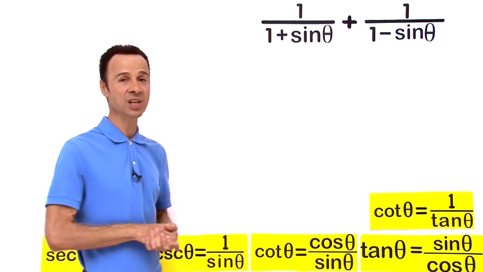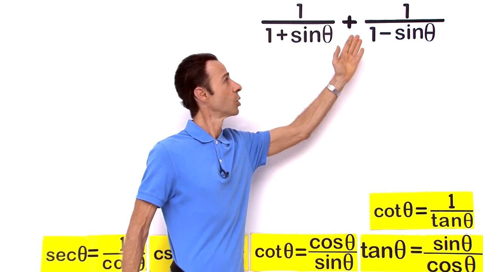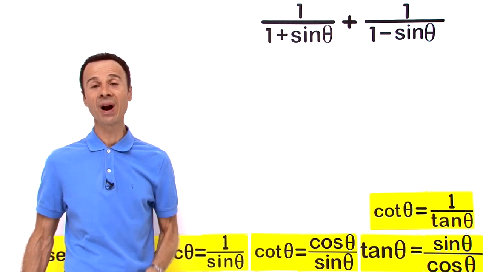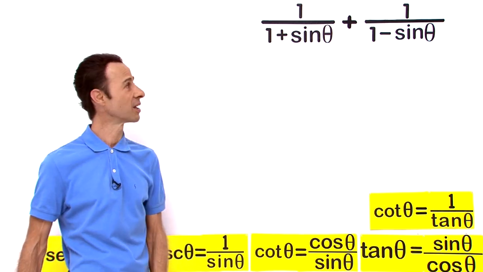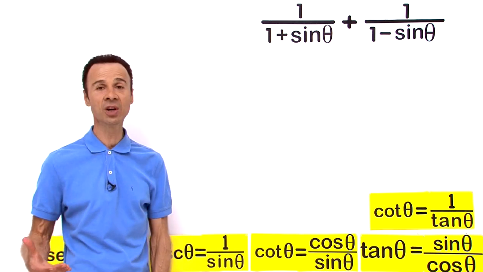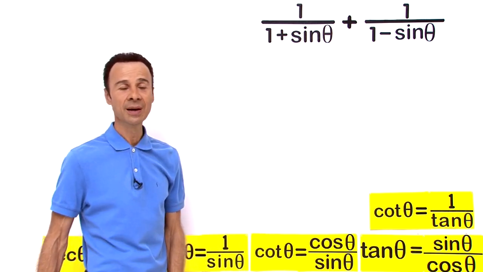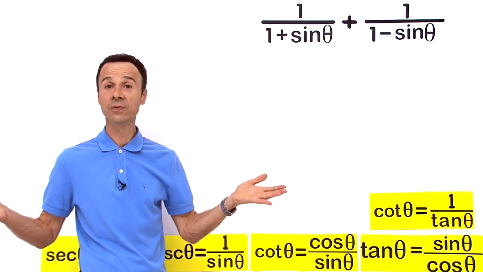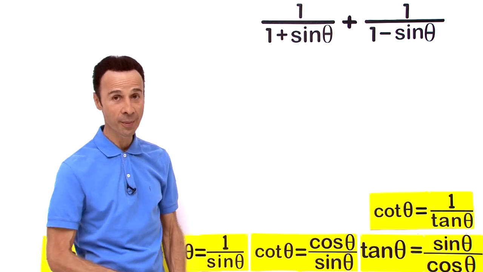We have an example up here. We have a trigonometric expression. It's 1 over 1 plus sine theta plus 1 over 1 minus sine theta. So what we're asked to do is to simplify this expression. So let's get stuck into it and start simplifying. Now, the first thing you're going to recognize is we have denominators here. So we're going to add these two just like normal, conventional, ordinary fractions. So let's get ourselves a lowest common denominator.